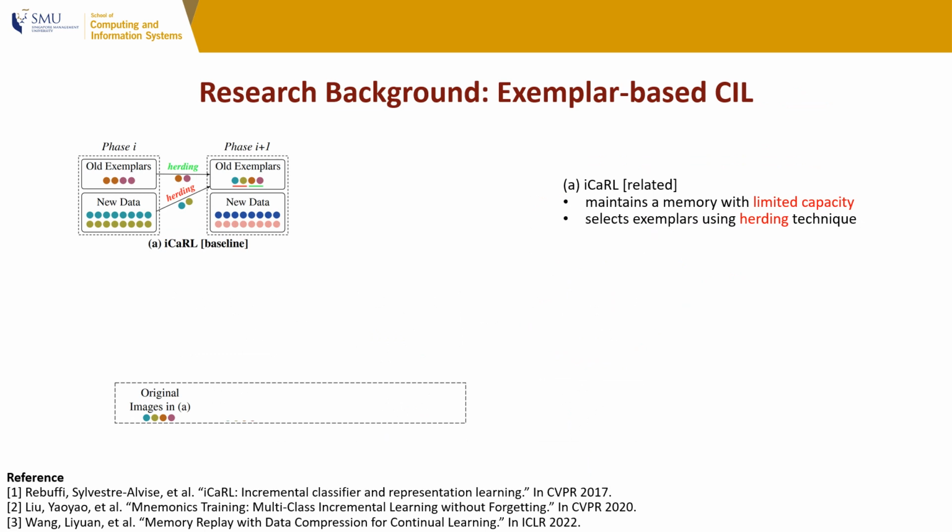One important branch of class-incremental learning methods is based on exemplars. The very first work is iCaRL. It maintains a fixed size memory to store class samples as exemplars. These exemplars can be replayed in subsequent phases, and the forgetting problem is mitigated. Additionally, with a limited memory capacity, iCaRL uses the herding technique to select representative exemplars.